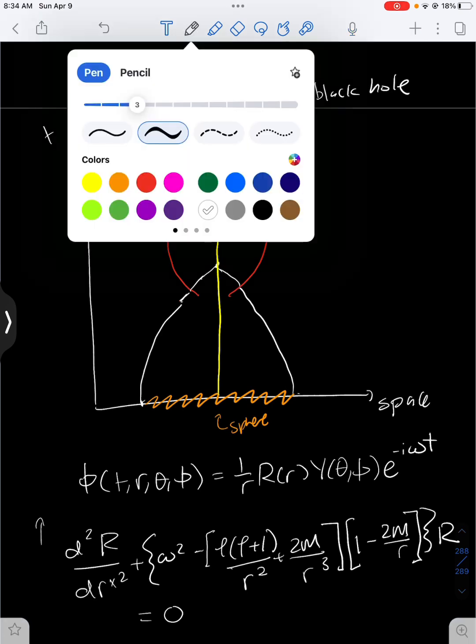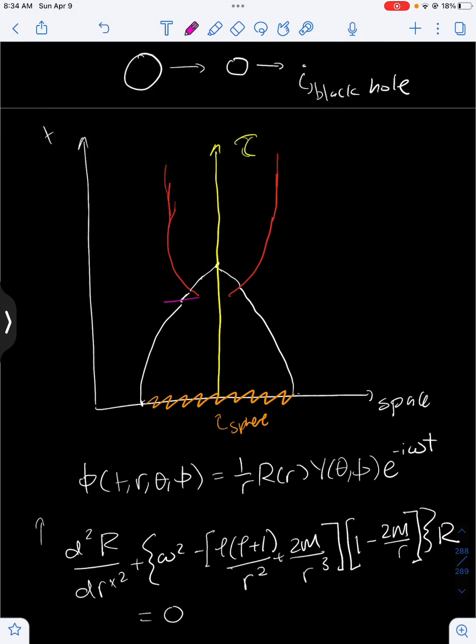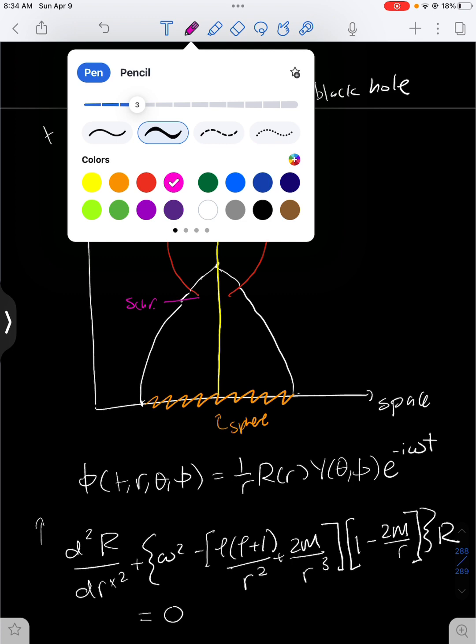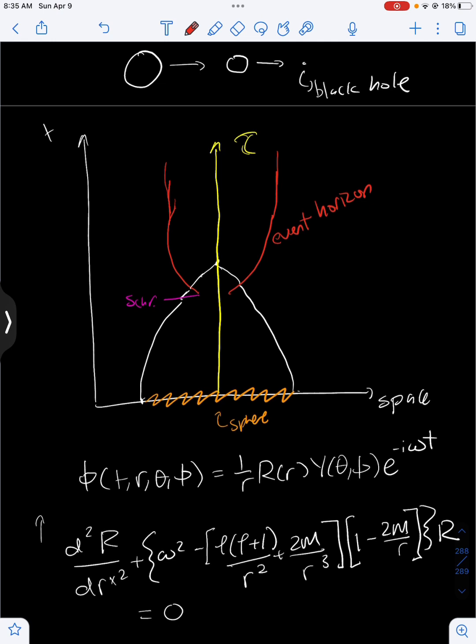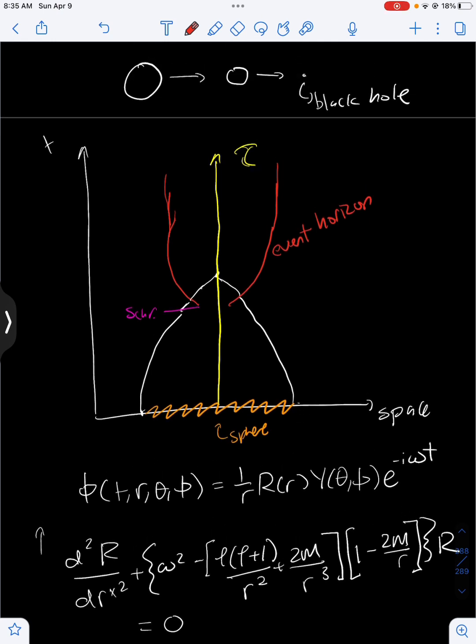But at the Schwarzschild radius, which is this one right over here, the event horizon forms. So what's in the red is the event horizon. And the event horizon grows a bit, then it just stays constant after some time. And that's how we describe a gravitational collapse in a space-time diagram.